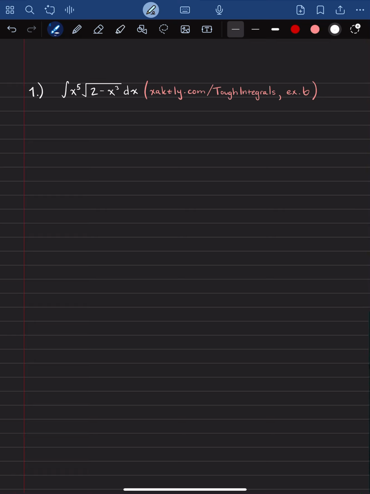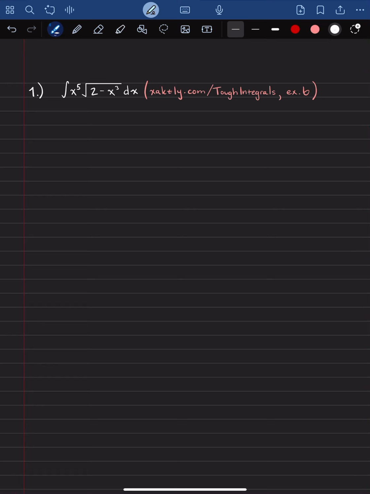I said, you know what? I think I can do this. So let's just jump right in. We've got the integral of x to the fifth times the square root of 2 minus x cubed. Now, one thing you guys should know about Kermit the Craig, me, is that I hate difference of cubes. I don't think this is a difference of cubes. I think this is a u sub.